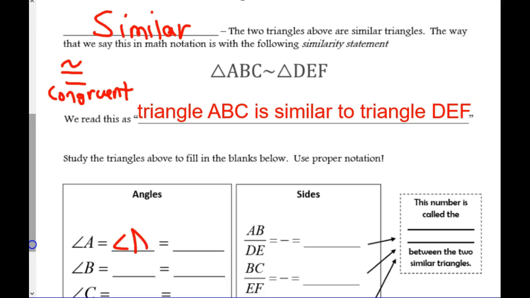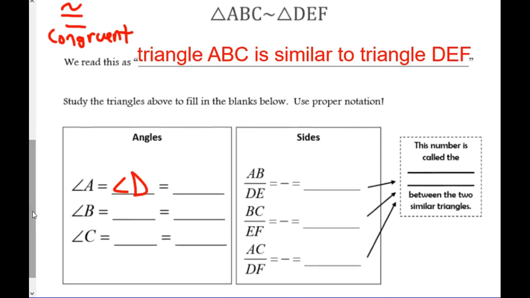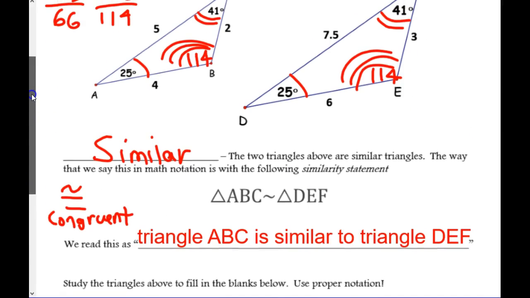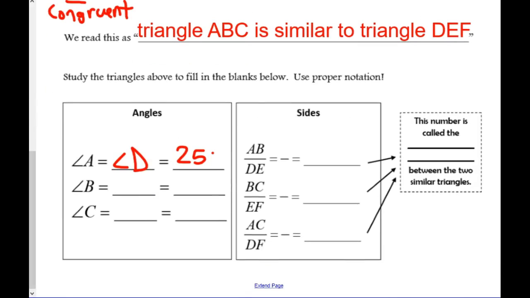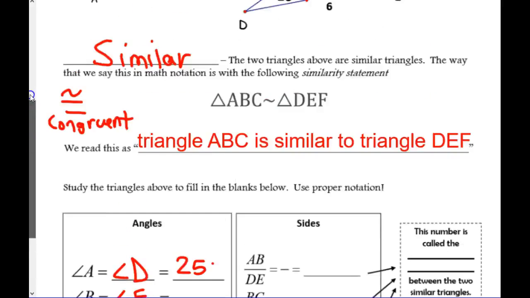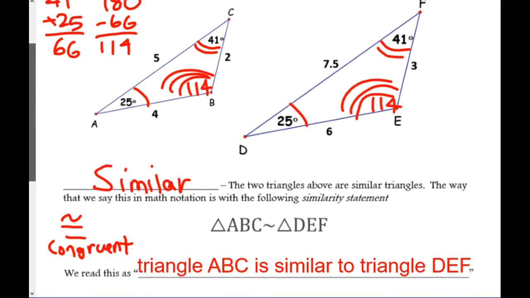How many degrees is it? 25 degrees. So does everyone see on the picture? Angle D and A are the same, they're 25. What about B? B is matching what? Okay, E. Now, we didn't know it, but now we do, because we did the math. How many degrees is it? 114.